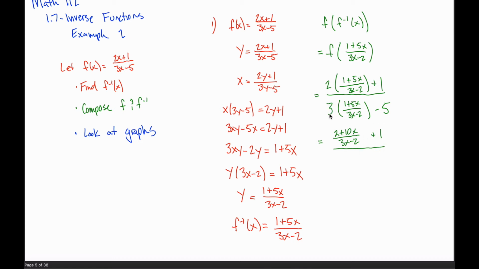And then I'd still have this plus 1. Similarly, if I think of this 3 as 3 over 1 and distribute it into these parentheses, I would get 3 plus 15x, hitting both of the terms in the numerator, divided by 3x minus 2. Again, note I'm not touching the denominator, minus 5.